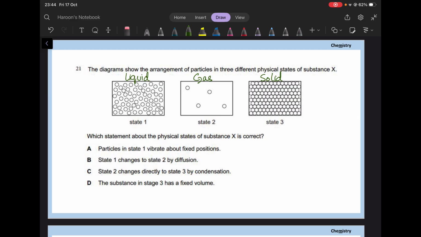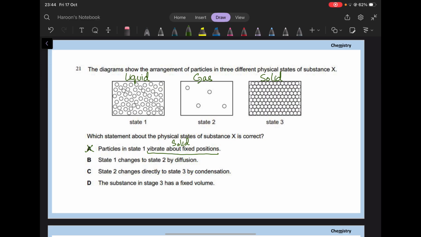Particles in state 1 vibrate about their fixed positions. That would have been for a solid. But is state 1 a solid? Not really. It is a liquid. That cancels out A.